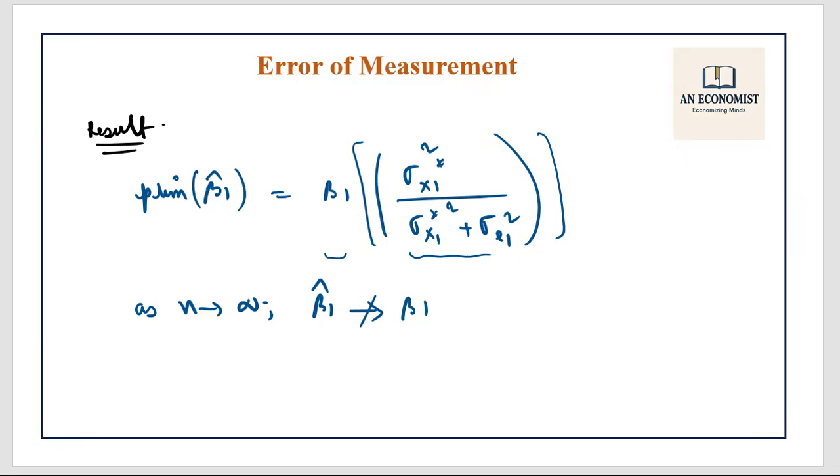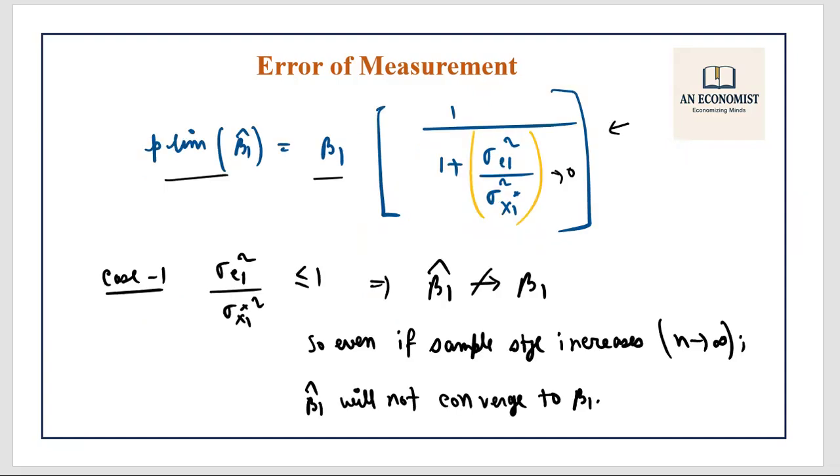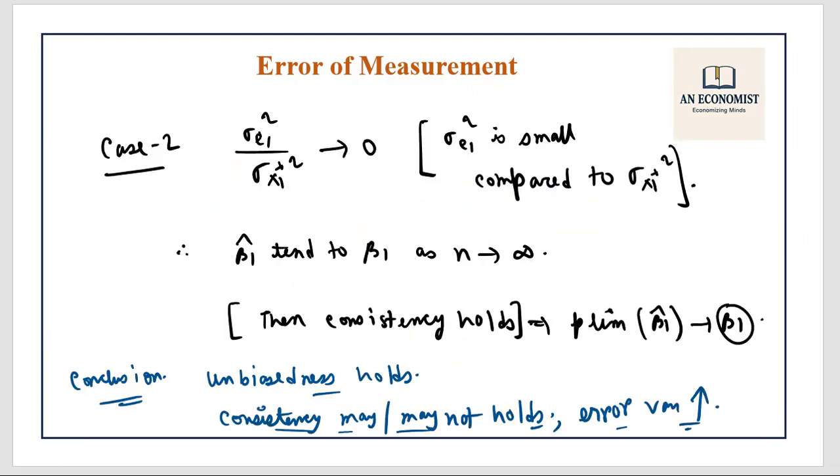And then finally, we have gone into consistency in much more detail, where we have discussed the probability limit, in which situation the probability limit will go towards the actual population parameter, and in which situation it will not go towards the true parameter value. So in this way, you can do all the analysis regarding measurement error in the explanatory variable x.